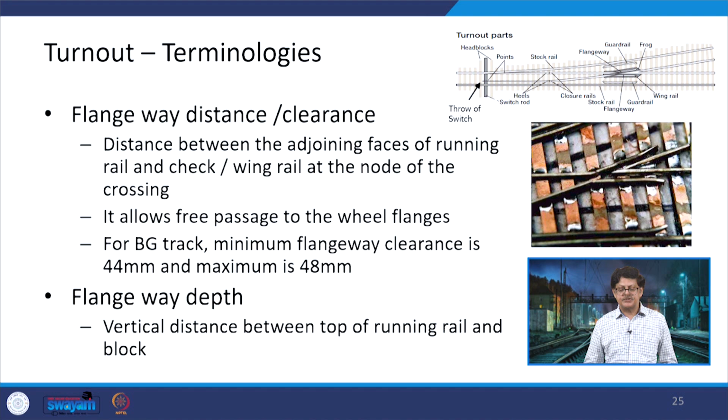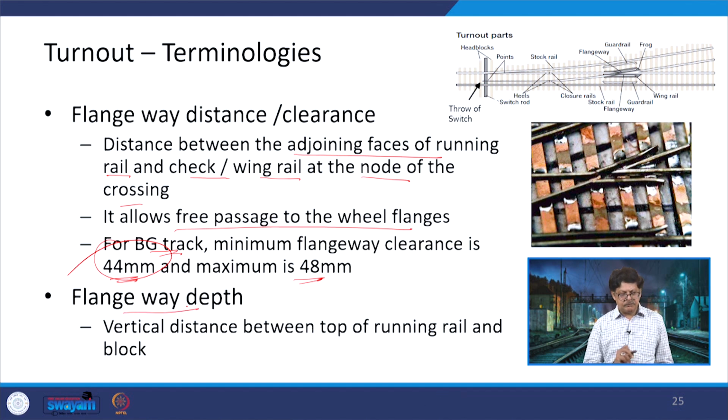Now, flangeway distance or clearance is the distance between the adjoining faces of the running rail or the check rail and the wing rail at the nose of the crossing. It allows the free passage to the wheel flanges. In the case of broad gauge track, a minimum flangeway clearance of 44 mm can be used and at maximum it can be 48 mm. We discussed this previously also when we talked about the jack rails. There we said the distance between the jack rails and the main lead rails shall be around 44 mm.